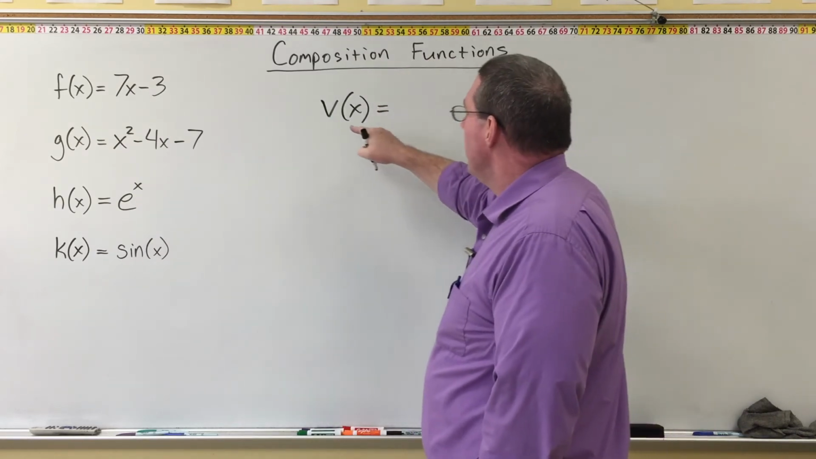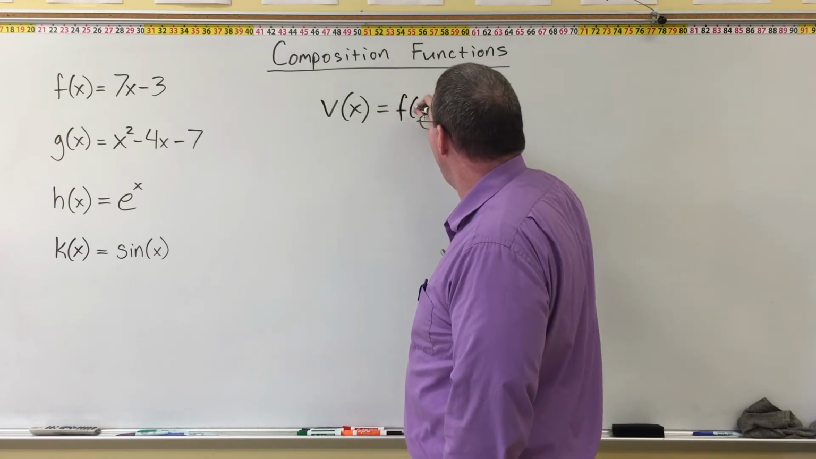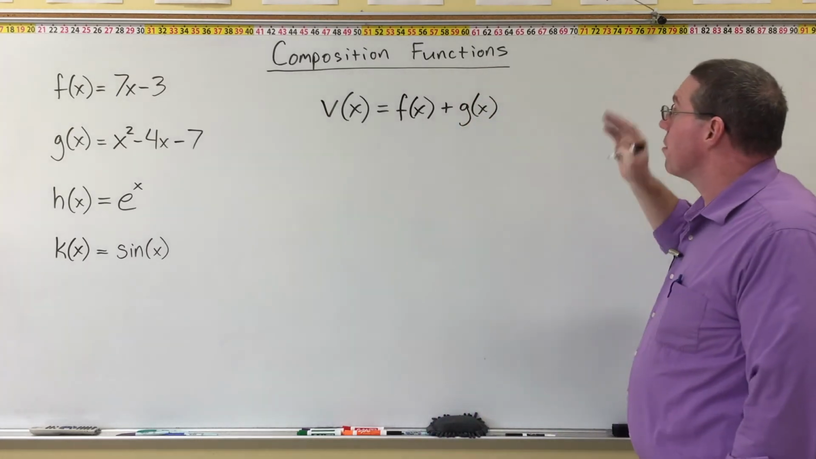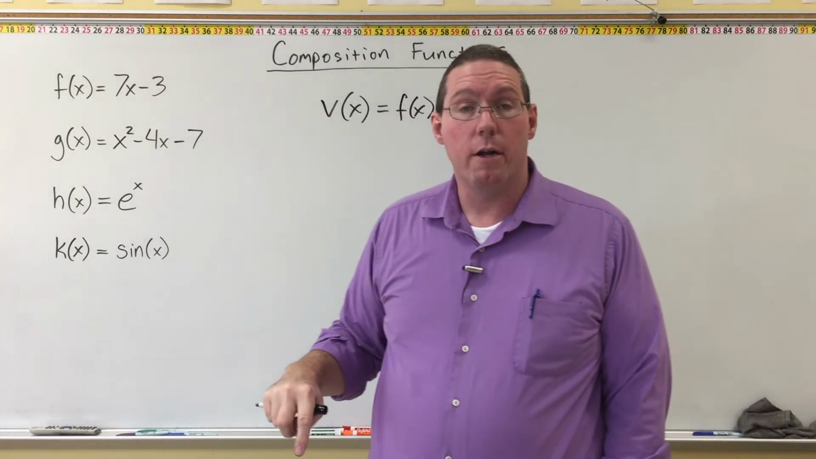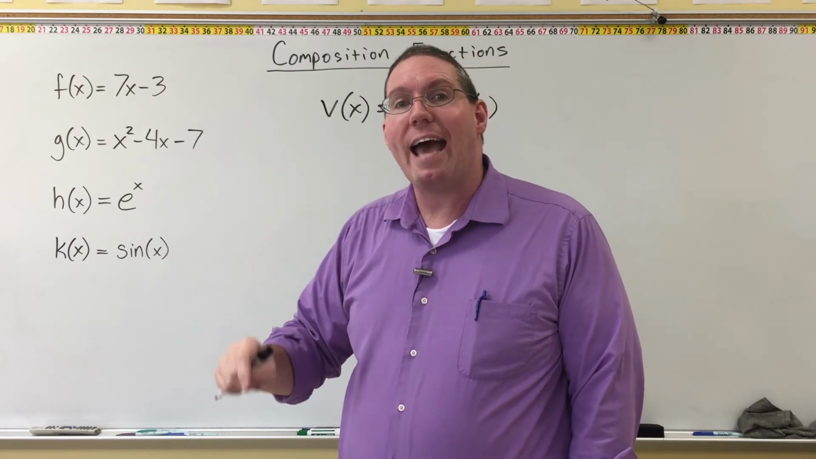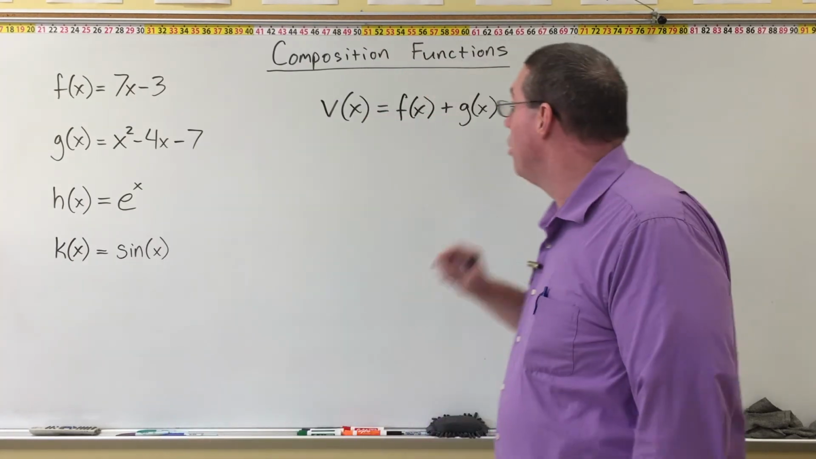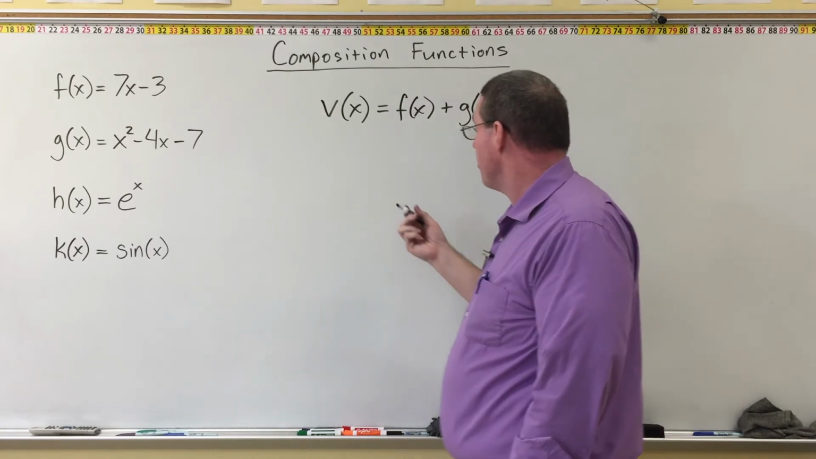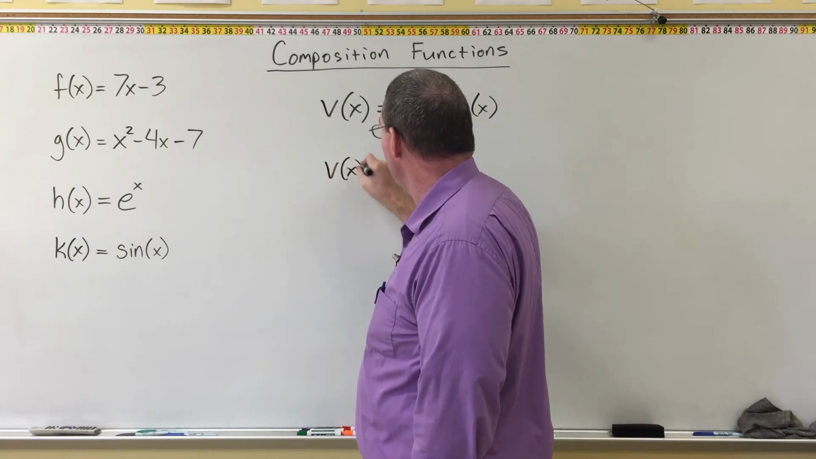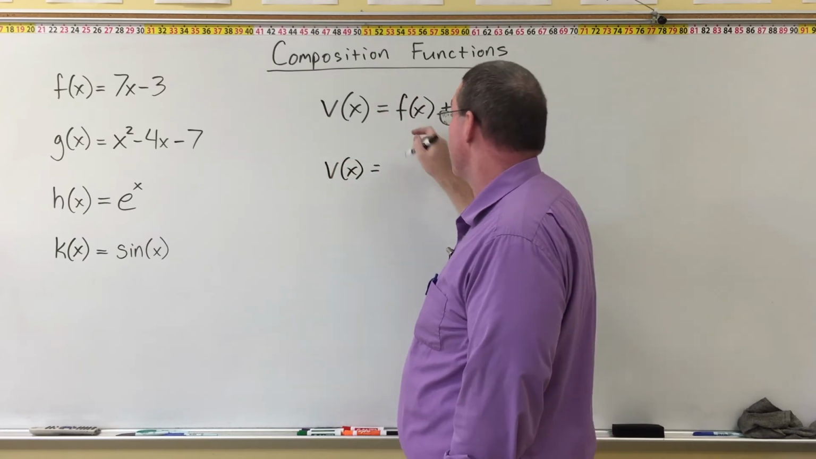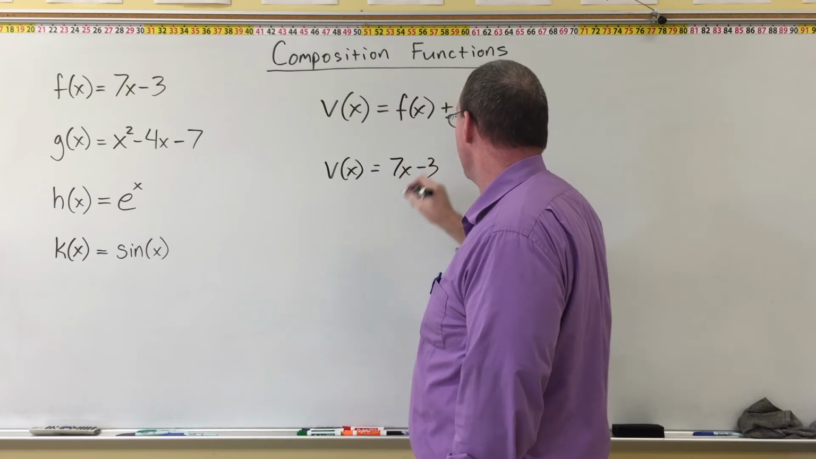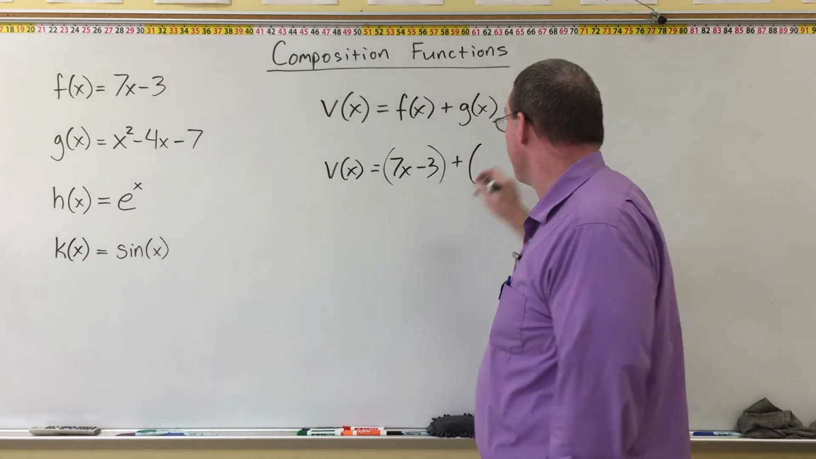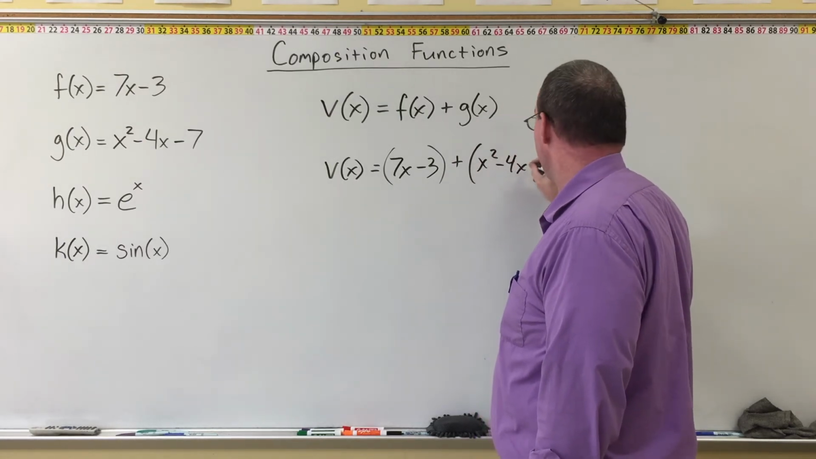So, for example, let's say that v of x is equal to f of x plus g of x. Now note that it's not one inside of another, it's simply one being added to another. We are composing v of x of f of x and g of x. And so here's what we're going to do. What's v of x now going to be equal to? Well, v of x is going to be equal to whatever f of x is, which is 7x minus 3, right? We can put that in parentheses, plus whatever g of x is. Well, g of x is x squared minus 4x minus 7.